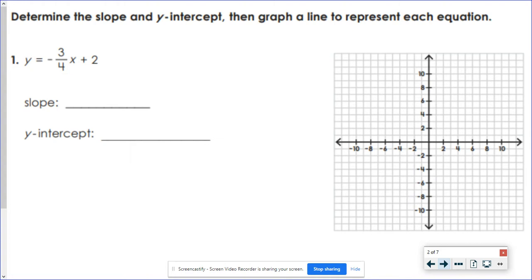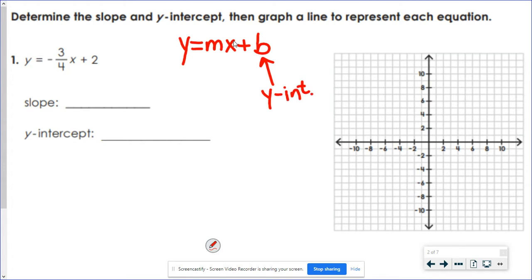So if you'll remember, slope-intercept form looks like this. Y equals mx plus b. Right, the b is where we begin. That's the y-intercept. So we're always going to start on the y-axis. The m, it's the slope. That's how we move. It's the slope that we need to know. And remember, slope is always rise over run.